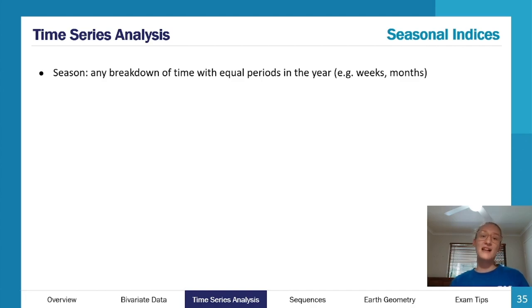So first thing I want to clarify is, what is a season? Well, summer, autumn, winter, spring might be our first thought, and that's totally an okay thing to jump to. That's definitely where my brain goes as well. And they are seasons, but they're not the only things that are seasons. So seasons are any breakdown of time with equal periods in the year. So a season could be days, a season could be weeks, a season could be months, a season could be quarters, which is kind of what we understand seasons to be for the most part.